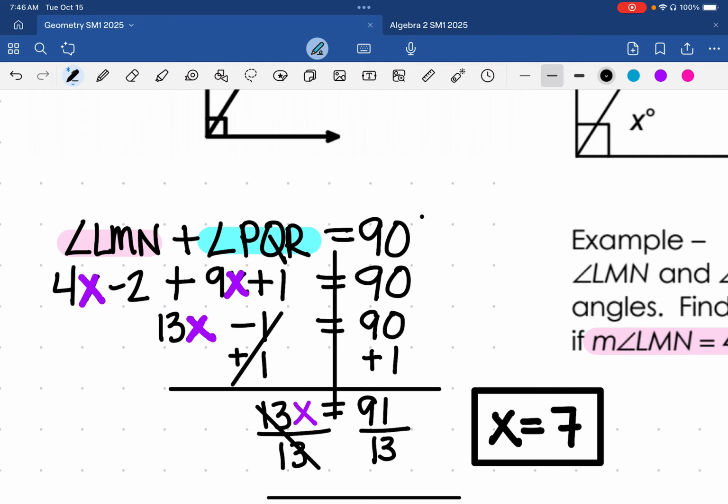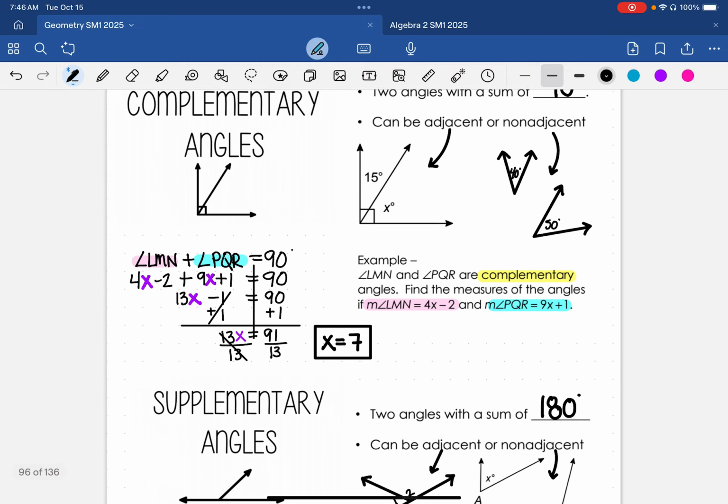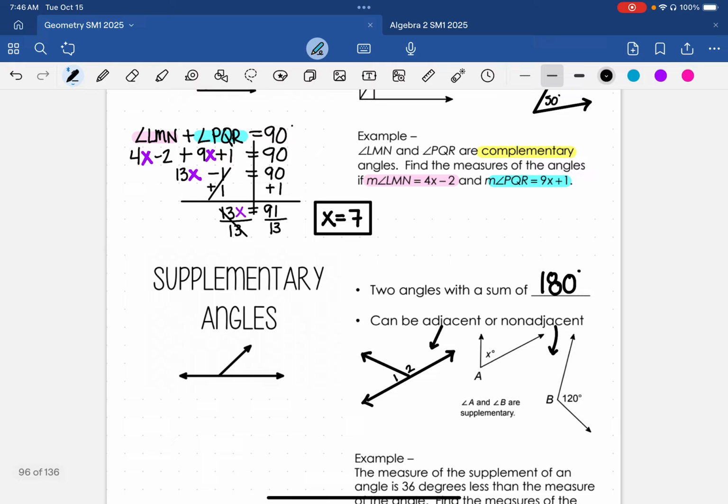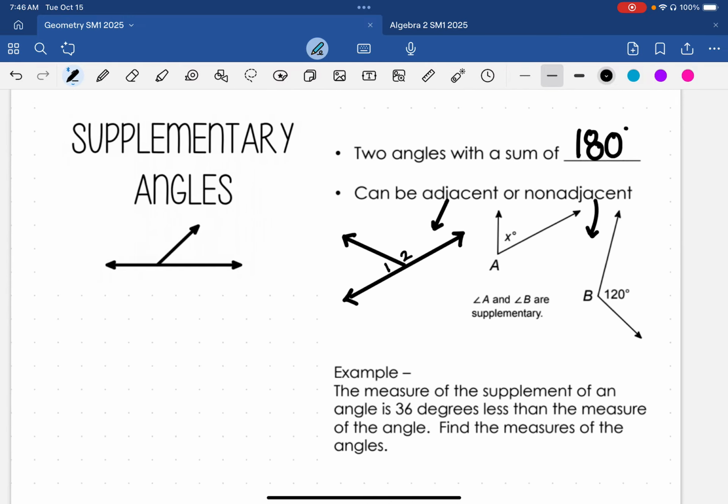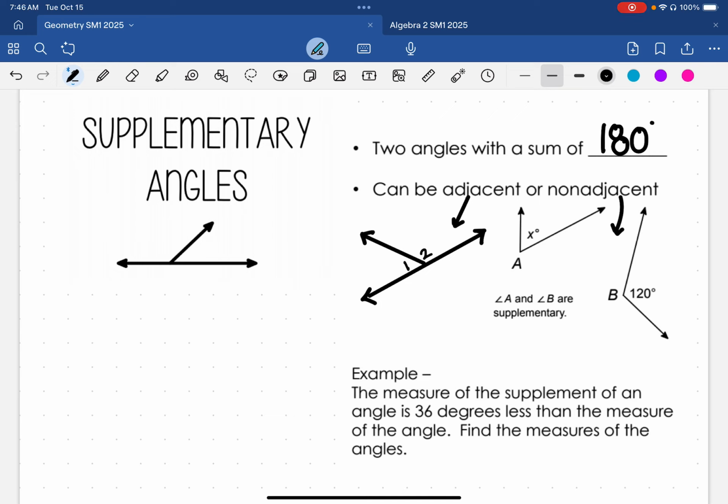Perfect. Let's go ahead and take a look at supplementary next. Supplementary angles are two angles with a sum of 180 degrees. They can be what is called adjacent, which would look like this. Please go ahead and add this to your foldable. Notice that adjacent angles do make a straight line, which we know to be 180 degrees.